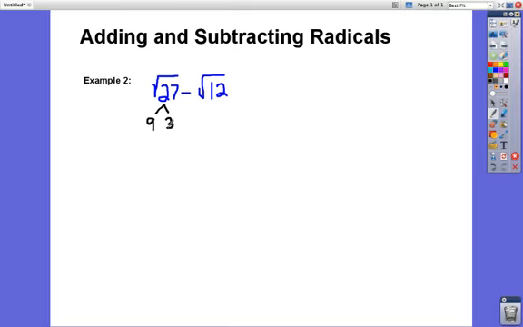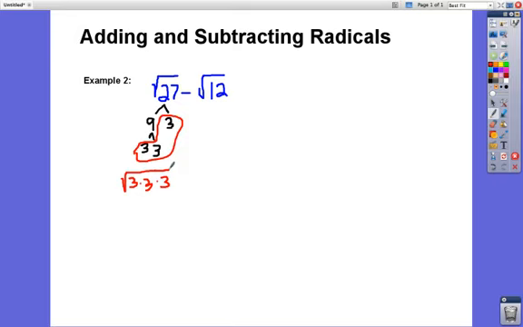Okay. And then we can continue to break down the 9 to 3 times 3. Okay. So we have these three numbers. We have to stop here. And we can rewrite those inside our square root. So instead of having the square root of 27, we have square root of 3 times 3 times 3.